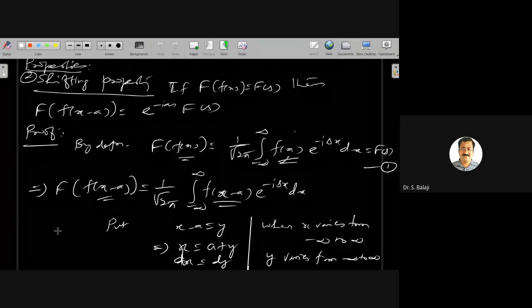Yes, we have already completed one property, the linearity property. Now we move on to more properties. Property number 2: the shifting property. The name of the property is the shifting property.